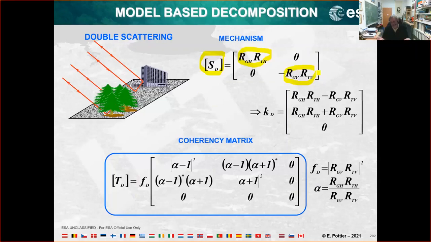Okay, so in the ideal case, I have no depolarization. I can construct the corresponding target vector, and from the corresponding target vector, I can construct the corresponding coherency matrix. So this is the coherency matrix of the double bounce scattering mechanism, where I introduce FD, which is the proportion of the double bounce, and alpha, which is defined as a ratio of the different Fresnel coefficients. Okay, so this is the second model.